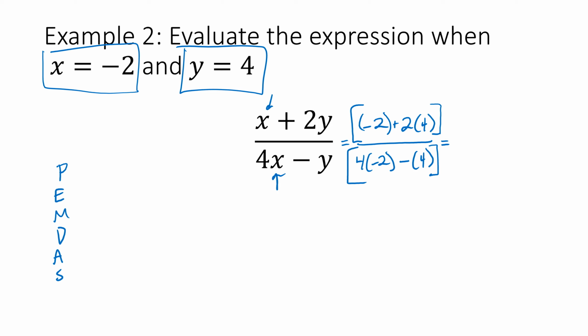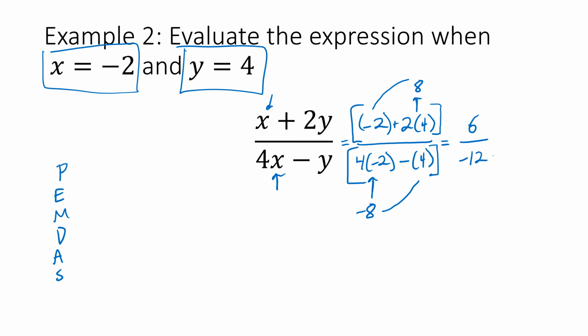Next step is exponents, none of those. Next step is multiplication. So we're good at math by now. Let's just kind of do that in our head. I know that on top, this 2 times 4 is going to be 8. I know that on the bottom, this 4 times -2 is going to be -8. Finally, I need to do the addition and subtraction. On top, I have -2 plus 8. That's +6. On the bottom, I have -8 minus 4, which is -12.